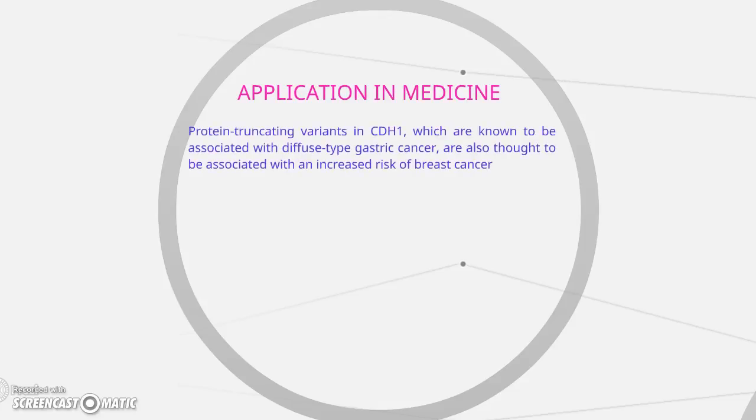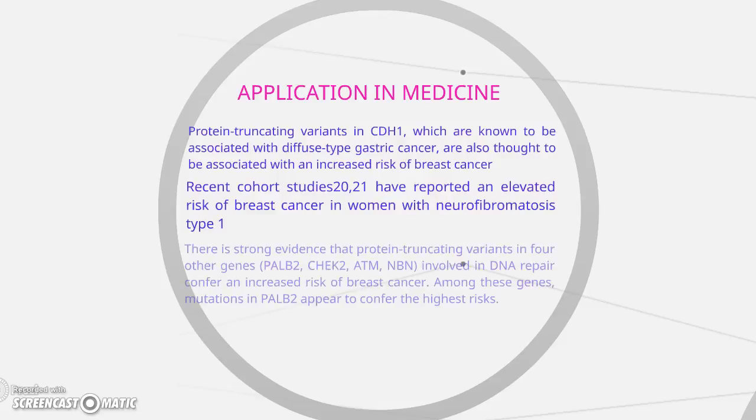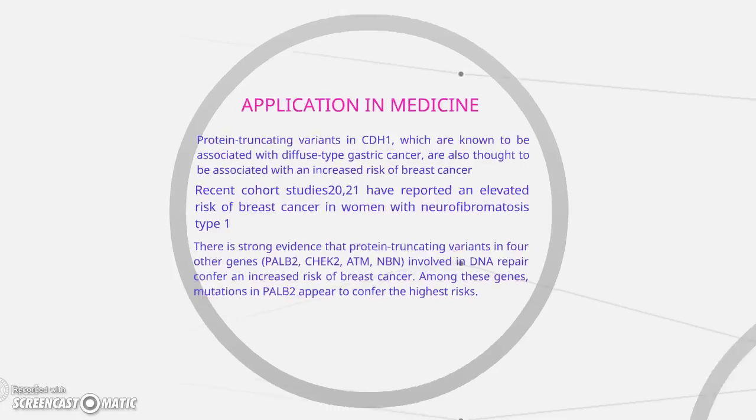Protein-truncating variants in CDH1, which are known to be associated with diffuse-type gastric cancer, are also thought to be associated with an increased risk of breast cancer. Recent cohort studies have reported an elevated risk of breast cancer in women with neurofibromatosis type 1. There is strong evidence that protein-truncating variants in four other genes involved in DNA repair confer an increased risk of breast cancers. Among these genes, mutations in PALB2 appear to confer the highest risk.